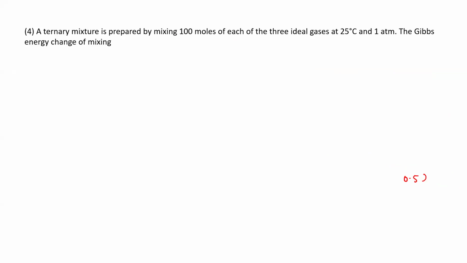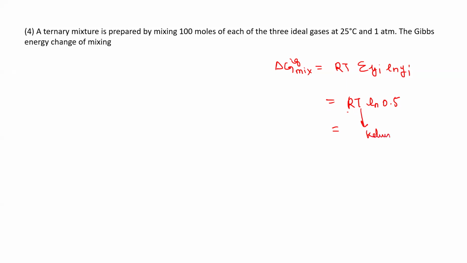A ternary mixture is prepared by mixing 100 moles of each. The Gibbs energy change of this will be delta G mixture ig equals RT sigma Yi ln Yi. So it will be RT, the sigma Yi 0.5, right? As we saw in the last question, so this will be ln 0.5. And notice, temperature should be in Kelvin, and R is 8.31. Okay, fine.